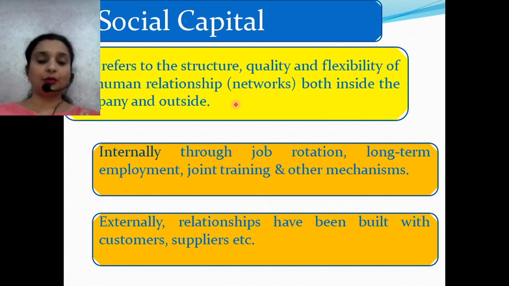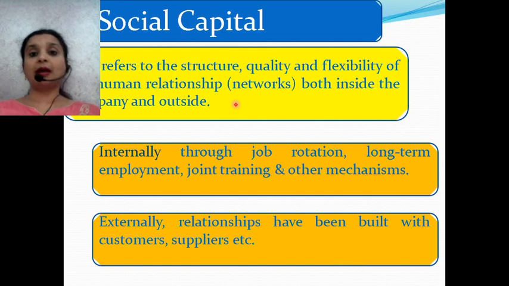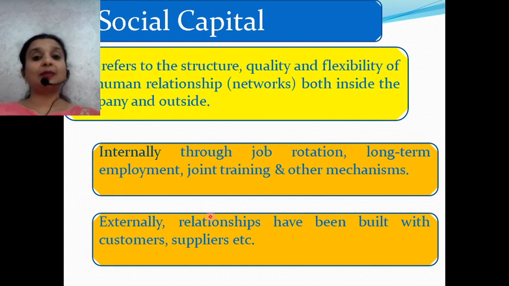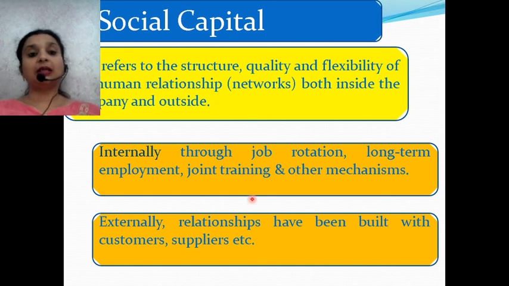मैं यहाँ पे एक example दूँगी आपको, like हिंदुस्तान लीवर लिमिटेड and even the State Bank of India, तो SBI है या HUL है, they have historically built outstanding social capital in the respective organizations with the help of this internal job rotation system, long-term employment, joint training and other mechanisms. यहाँ पर external relationships के through भी हम social capital को develop कर सकते हैं, like with customers and with suppliers. So हमारी कितनी अच्छी networking है, कितना smooth हमारा उनके साथ communication है और हमारी कितनी strong relationship building है with all the customers and suppliers of the organization.